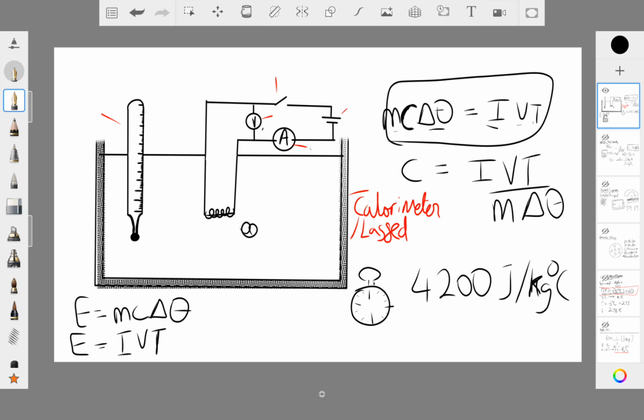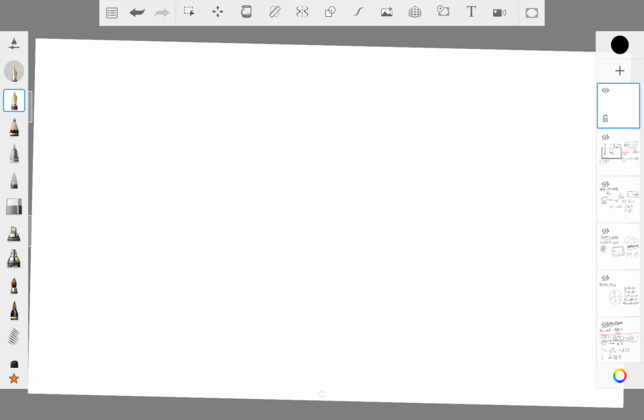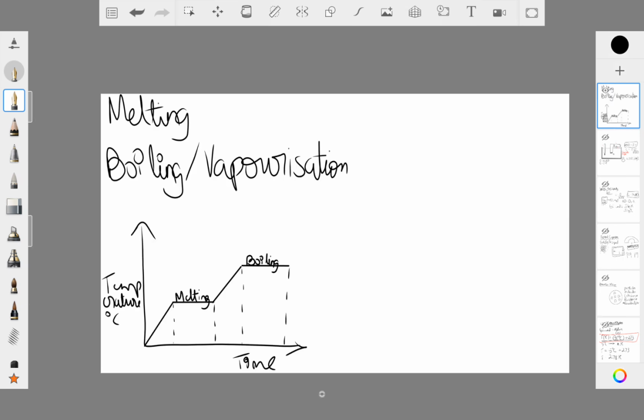And with that, we are done with heat capacity. Right. So let me just review the syllabus real quick and make sure we haven't missed anything yet. Assuming we haven't missed anything, we can start with melting, boiling, and evaporation.